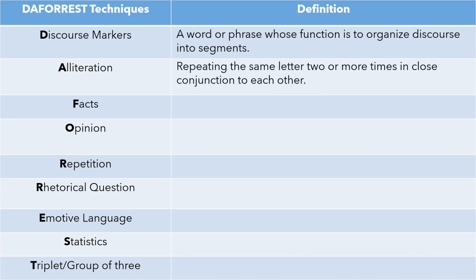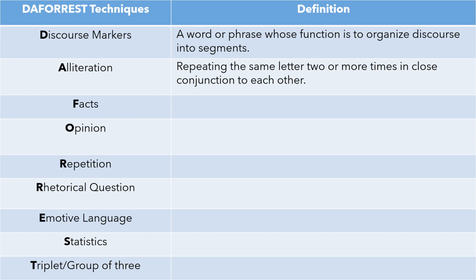Alliteration. This is repeating the same letter two or more times in close proximity to each other. So sometimes you might have sea and sand, for example, and the alliteration there would be the repetition of the letter S. Even though we have the word and in between it, it would still count as alliteration because they are in close conjunction to each other. They are still quite closely connected.